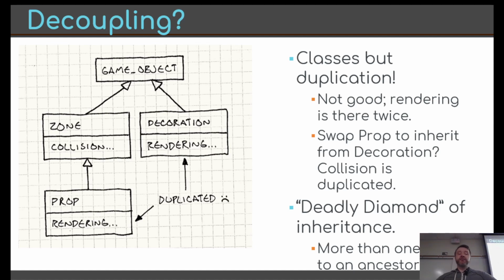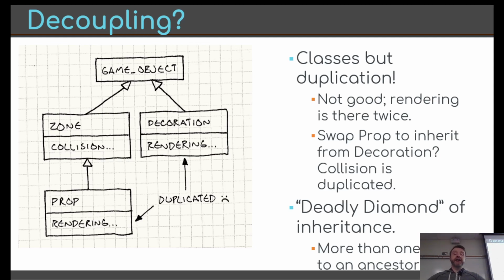So notice that for a game object, let's say we have a zone, and zone has collision, decorations, and we have decorations, and they have rendering, and we have props that has rendering. So all these things have to be drawn in the world. Notice that we duplicate this rendering code, right?